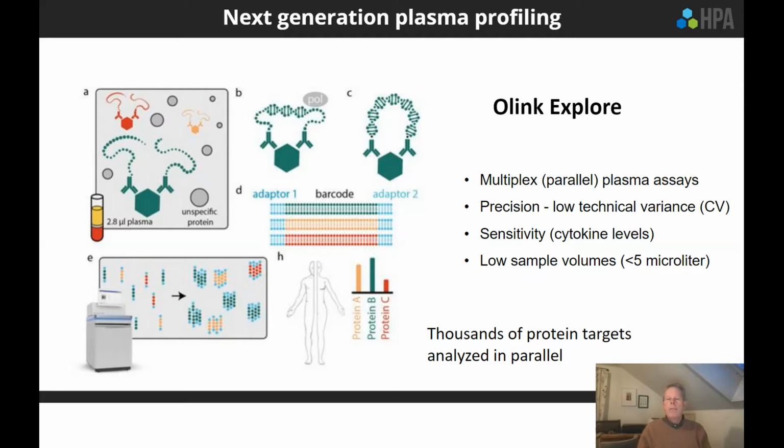We are using, as Dale was saying, the Olink Explore. The data that I will present today is on the 1500 version of Olink Explore. And again, this is a fantastic technology where you can do multiplex assays with high precision and very high sensitivity with very low sample volumes.